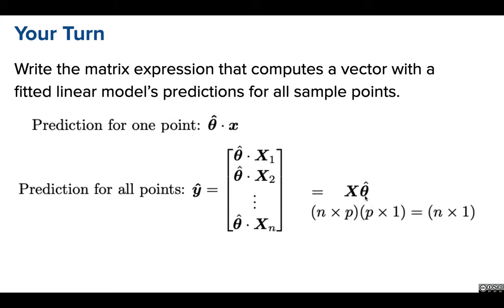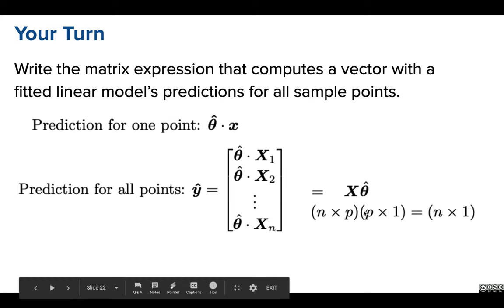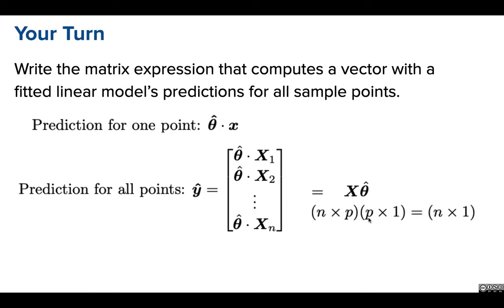You might ask me, wait, you wrote down theta hat dot product x. Why is it x times theta here instead of theta times x? The reason is that I need to match dimensions. If I write theta times x, I get something that has the right idea, but the dimensions don't match up properly. If I reverse these two terms, I do p by 1 times n by p, which doesn't work out. On the other hand, if I write n by p times p by 1, the middle dimension works out, and the final result is n by 1, which I know is what I want.